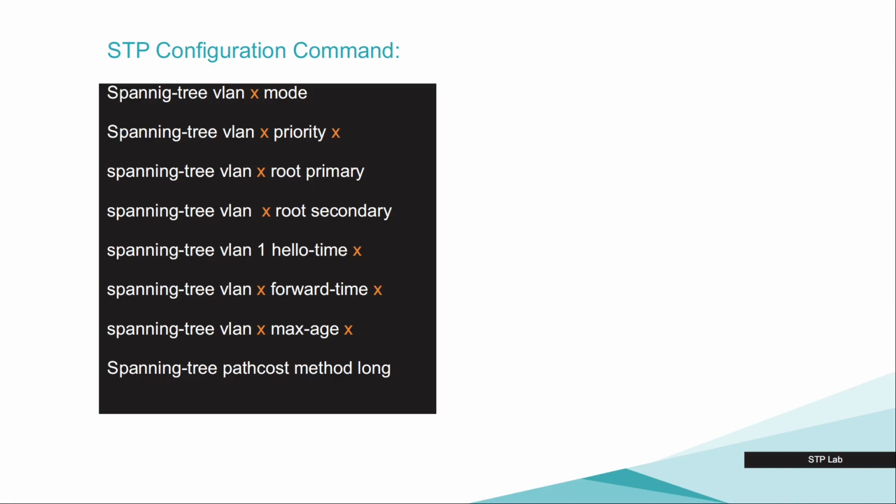We can change the hello time. We can change the forward delay time, max age time. And if we have high speed interfaces, it's recommended to use the command spanning tree path cost method long. If we didn't use this command in a network with high speed interfaces, it will consider the 100 gigabit interface and the 1 terabit interface as a regular 10 gig interface.